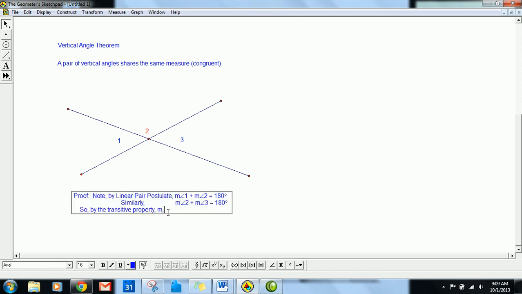I'll write it out. 1 plus 2 has to equal not only 180, but since 2 plus 3 equals 180, 2 plus 3.